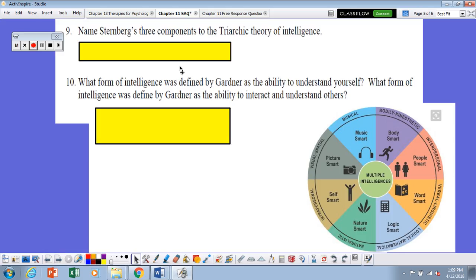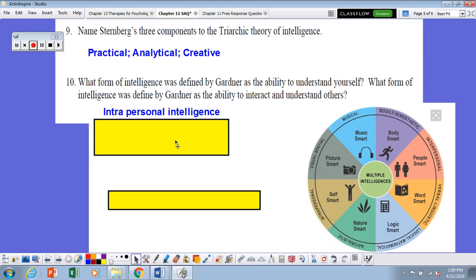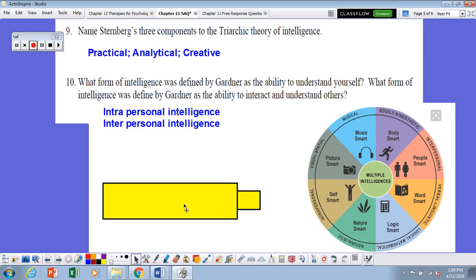Number 9, name Sternberg's 3 components of the triarchic theory of intelligence, and that would be practical, analytical, and creative intelligences. What form of intelligence was defined by Howard Gardner as the ability to understand yourself? And what form of intelligence was defined by Gardner as the ability to interact and understand others? And that would first be intrapersonal intelligence, that's understanding yourself, and interpersonal intelligence, that is understanding others.